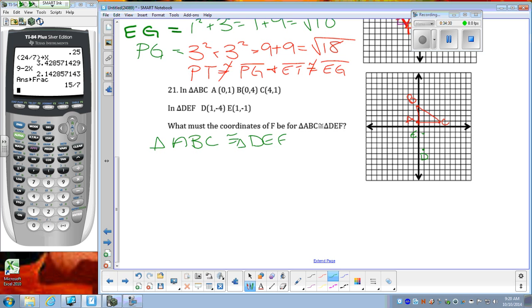Well, I have my vertical piece, but I need my horizontal piece. So I know that AC should be congruent to DF. Since AC is 4, then for F, I want to go over 4. So there is one potential point for F, and that potential point is (5, -4). So there is that triangle. I also could have gone to the left 4, in which case that potential point would be (-3, -4).